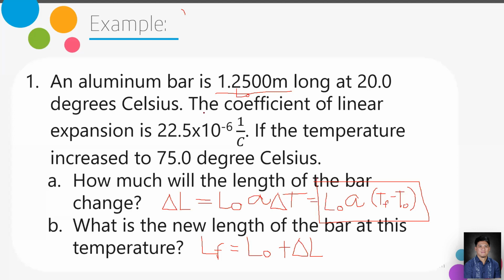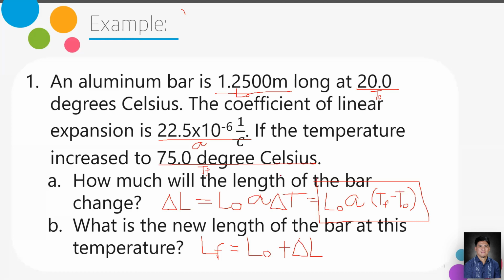Then, we also have the initial temperature, which is 20.0 degrees Celsius. The coefficient of linear expansion is 22.5 times 10 to the power of negative 6. Ito yung ating alpha. And the final temperature, since it increased, is equal to 75.0 degrees Celsius. Ito yung ating final temperature.